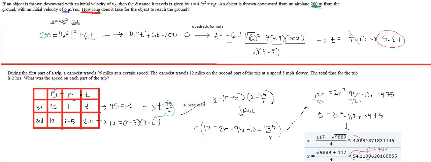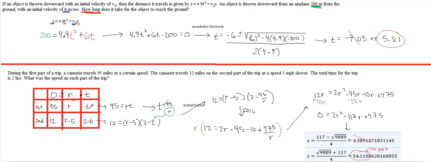So we make a little chart here. Distance is always equal to rate times time. I labeled the first part of the trip and the second part of the trip. So the distance is 95 in the first part, 12 in the second part. We don't know the rate for the first part of the trip, but we know the second one is 5 miles per hour slower than the first one. So that's why I wrote the r minus 5 here.